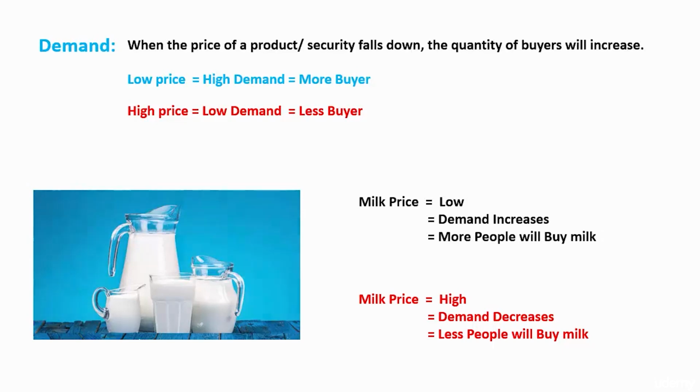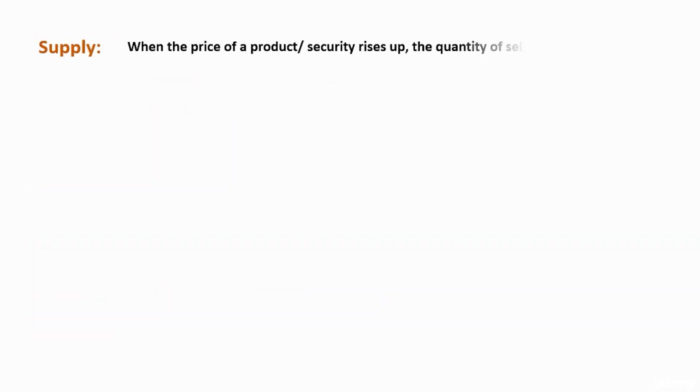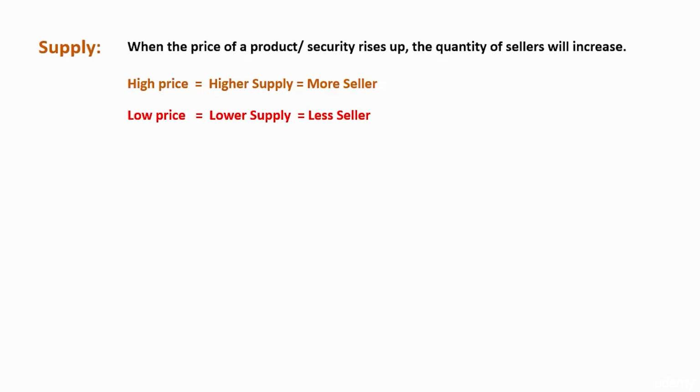In the exact same but opposite way, according to the theory of supply, when the price of a product or security rises up, the quantity of sellers will increase. That means if the price of a product is high, then the supply of that product will increase, while more people would be willing to produce and sell that product for a higher price. On the other hand, if the price of a product is low, then the supply of that product will decrease because no one would be willing to produce and sell a product at a lower price.